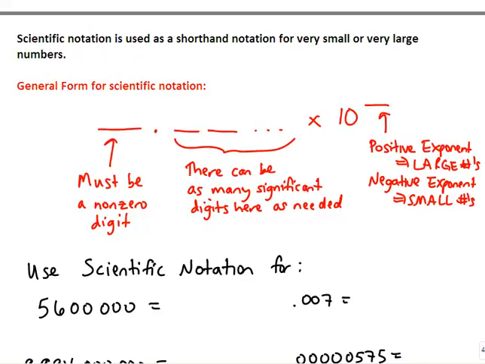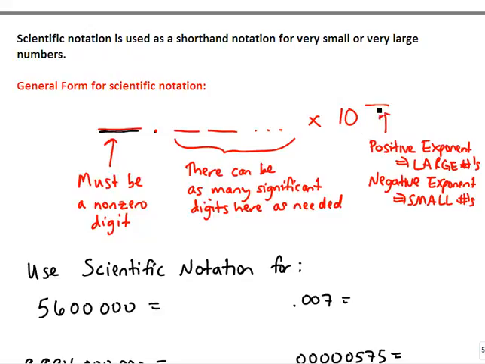You always want to have a single digit out front of your decimal point. It must be a non-zero digit. So 1, 2, 3, 4, 5, 6, 7, 8, or 9 needs to go in this first spot. Then you have your decimal point. After that decimal point, you can have any number of digits that you need, however many significant digits are needed for the number. And then you're going to multiply that by a power of 10.